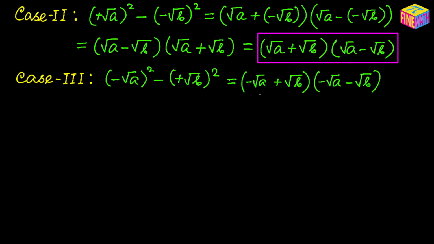So think about it, I have written it as a plus b times a minus b, because our second part is the positive square root of b. So we have negative square root of a plus square root of b times negative square root of a minus square root of b. Now can we write it like this?